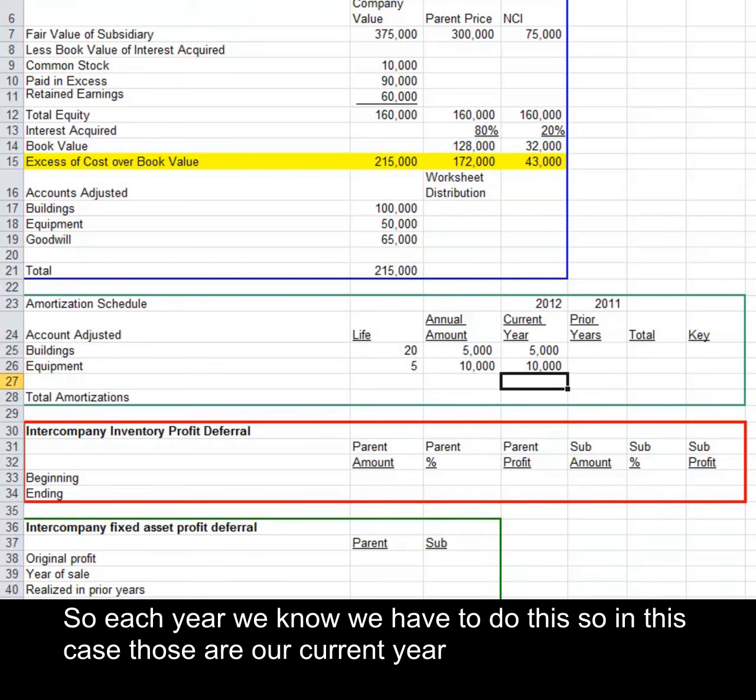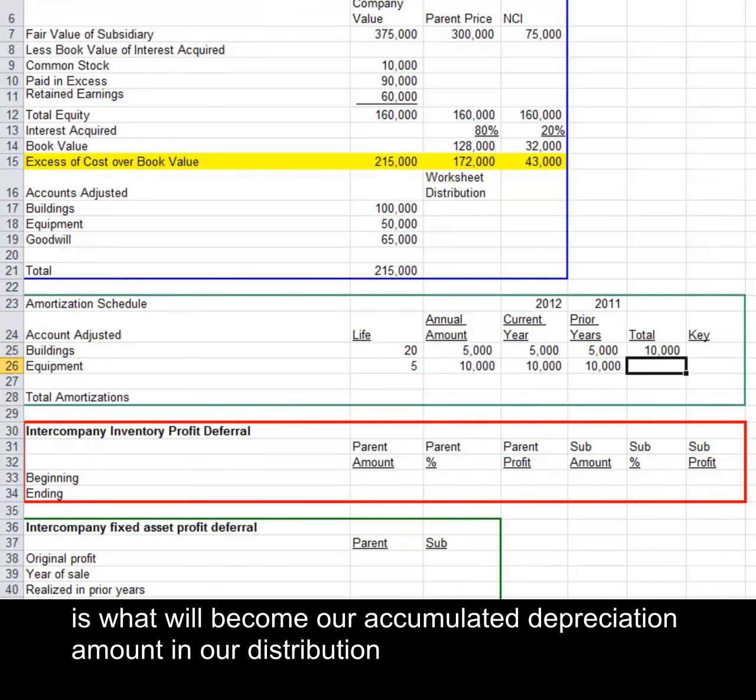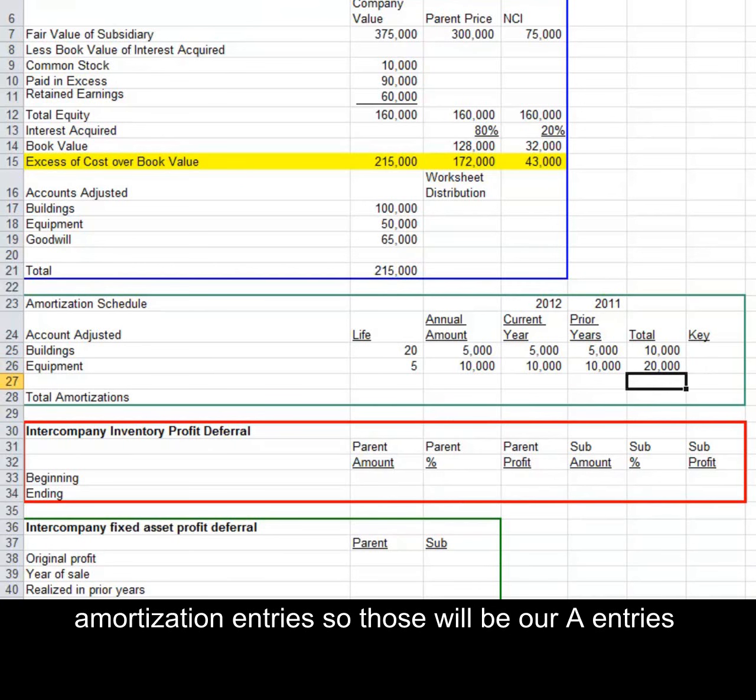So in this case, those are our current year. Only one prior year here. If it was 2, we'd obviously multiply it by 2, etc. And then our total column is what will become our accumulated depreciation amount in our distribution or amortization entries. So those will be our A entries.